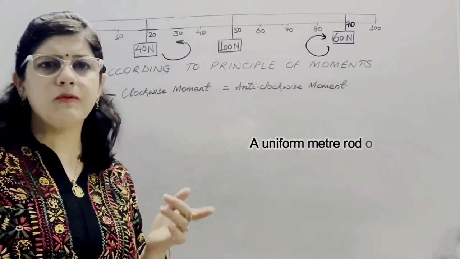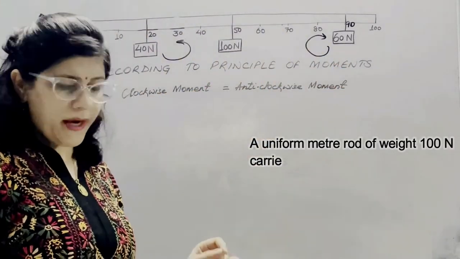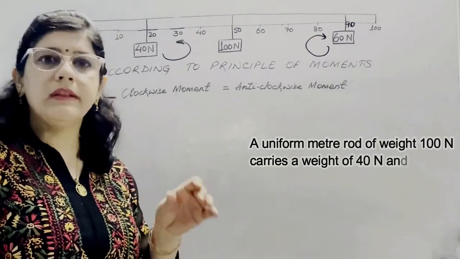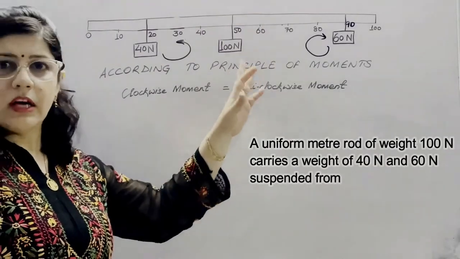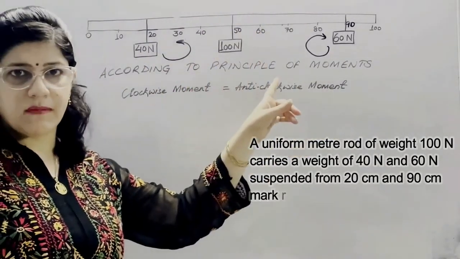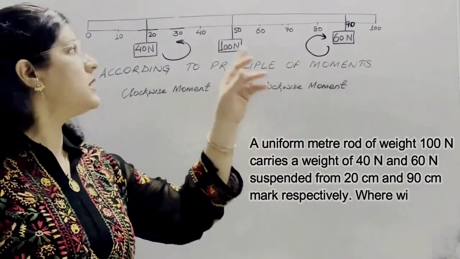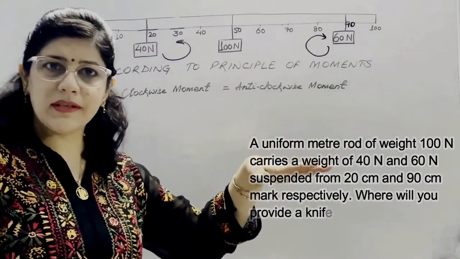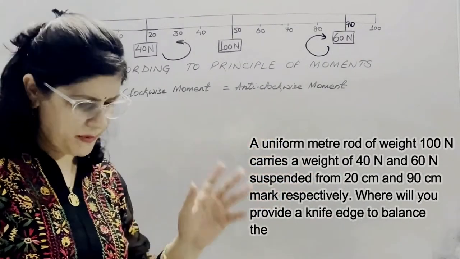Now a little bit different numerical. The given statement is a uniform meter rod of weight 100 Newton. Whenever a weight of meter rule is given, then remember that we should put this weight at the center mark. If this is a 100 centimeter meter rule, then the weight should be placed at 50 centimeter mark. But if the statement is that we have taken a half meter rule, then this weight should be at 25 centimeter mark. So try to understand, it should be at the middle point of the given meter rule or half meter rule.